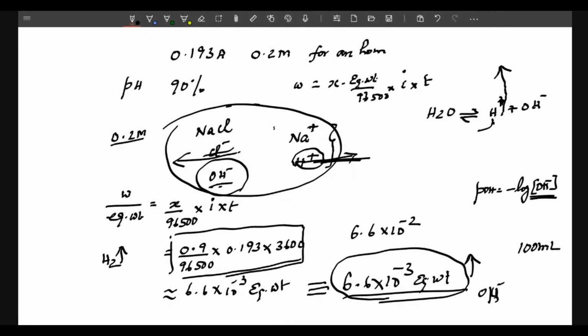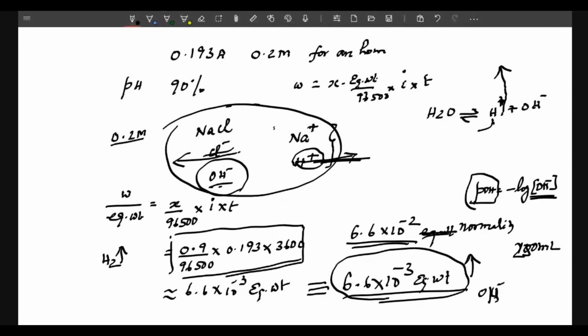Suppose your solution is 250 ml. Therefore, convert it to 1 liter, multiply by 4, and according to this, so many equivalent weight per liter means this is the normality of OH. From this, you can calculate pOH.